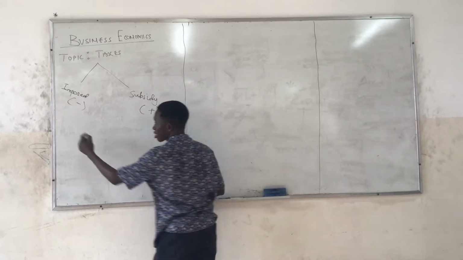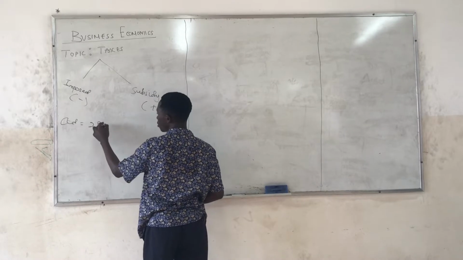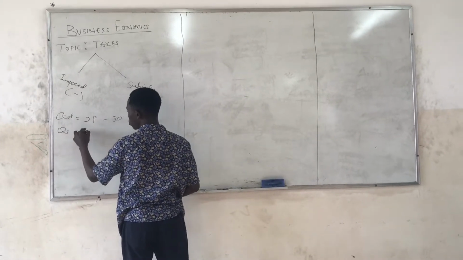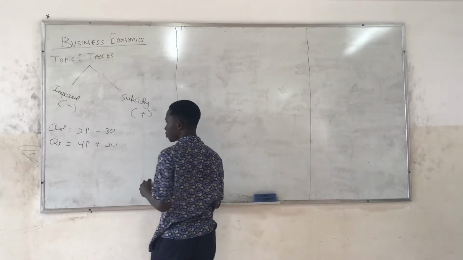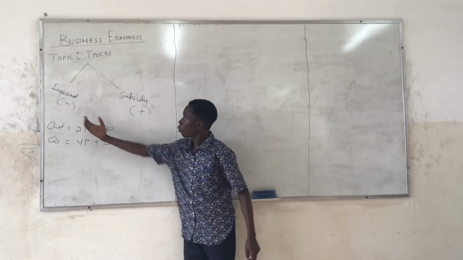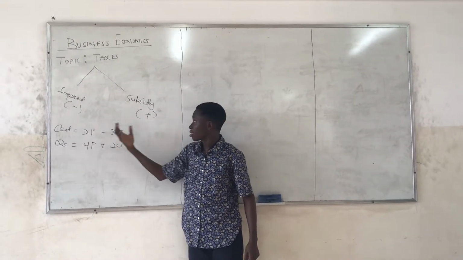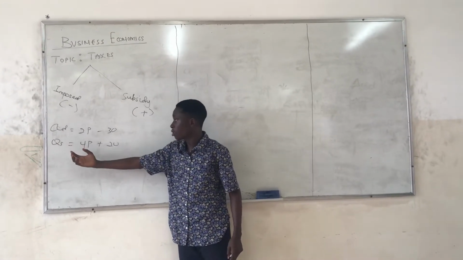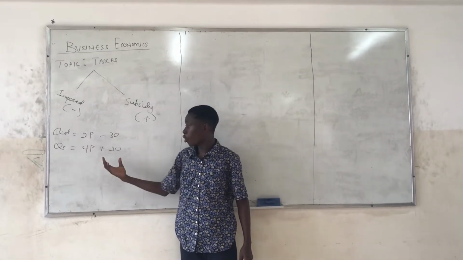Okay, so let's take this function. QD is equal to 2p minus 30. QS is equal to 4p plus 20. We now have tax, and we also have subsidy. Tax we subtract, subsidy we add. We have our demand function to be QD is equal to 2p minus 30, and QS is equal to 4p plus 20.